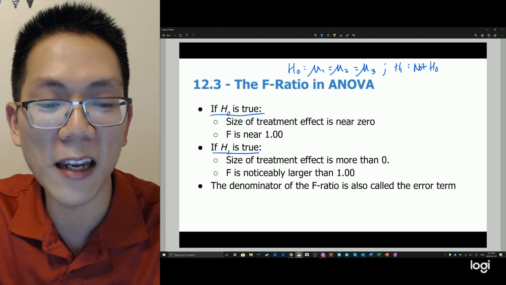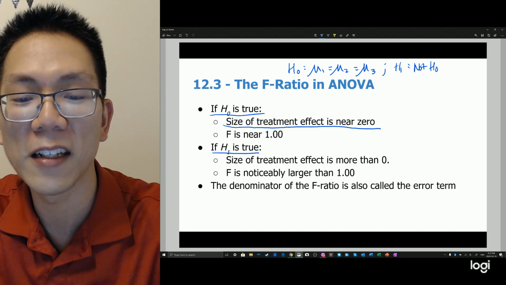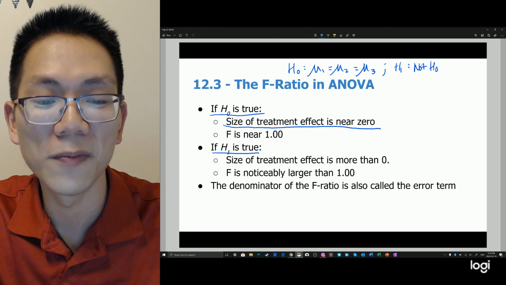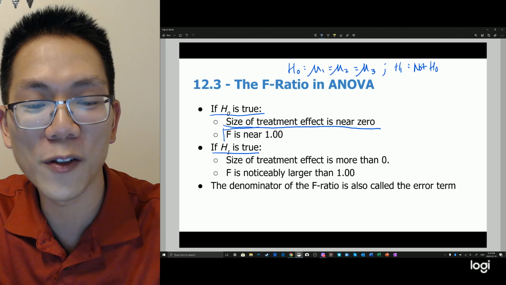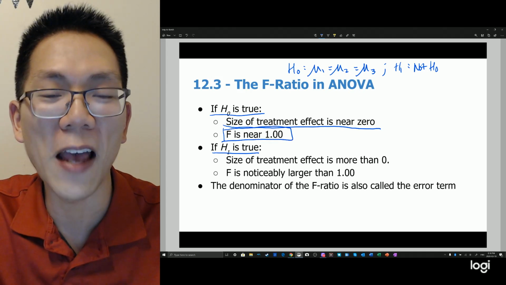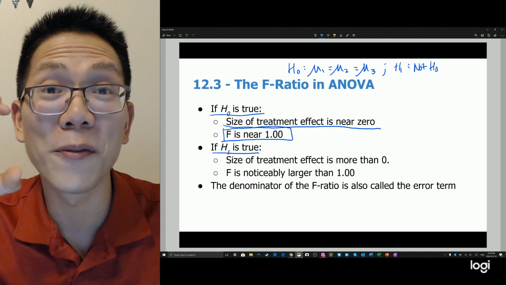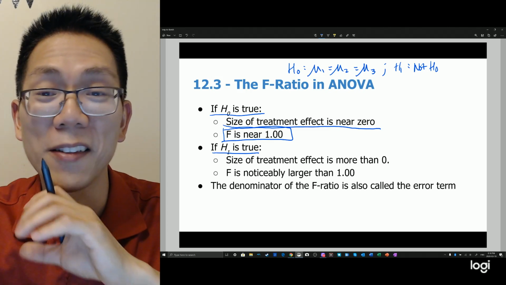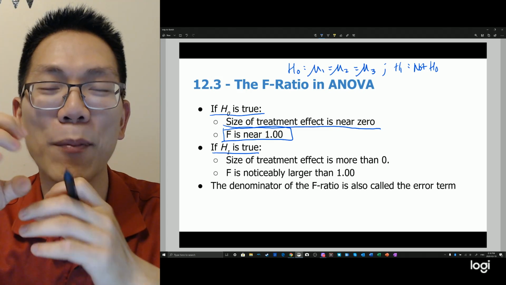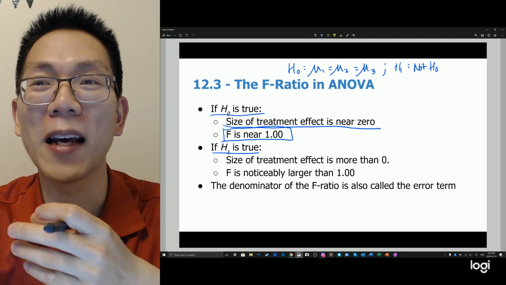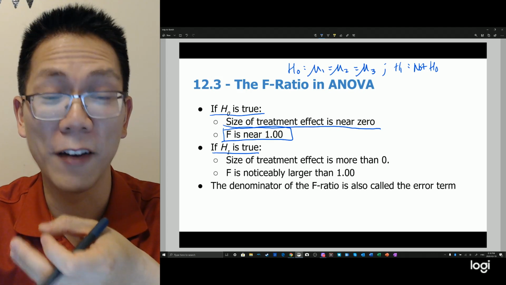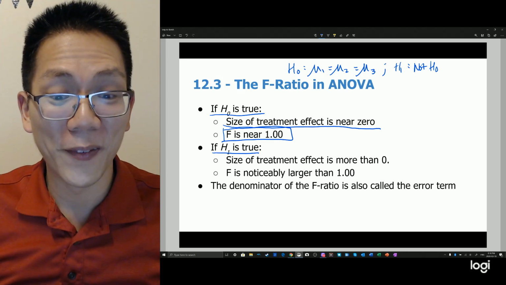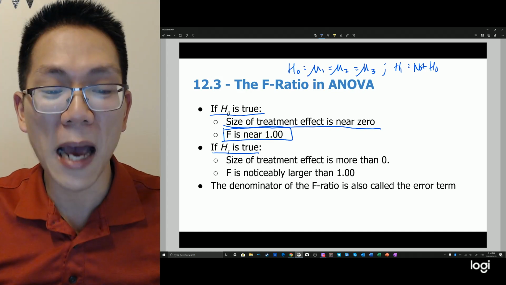So notice here the different way of writing the null and alternative hypothesis now. Here we say that the size of the treatment effect is near 0. In this case, the ratio of F, that is between group variance and within group variance, is 1. That means they're the same. That means the treatment effects are almost entirely, if not entirely, accounted for by individual differences as well. Okay, at least that's what the math is showing.